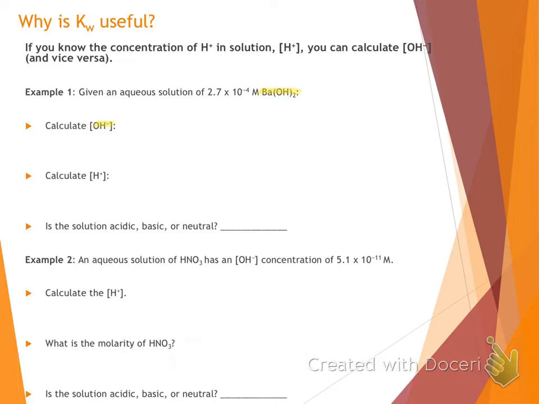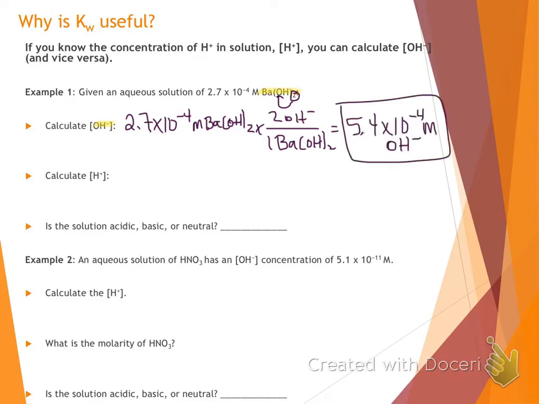Well, we know the concentration of our barium hydroxide, but we have 2 hydroxides in every barium hydroxide, so we're going to need to account for that. Taking our initial or our given molarity of that barium hydroxide, we know that every 1 barium hydroxide contains 2 hydroxides, so our concentration of hydroxide will be double the concentration of the whole base. It'll give us 5.4 times 10 to the negative 4 molar for that hydroxide ion concentration.